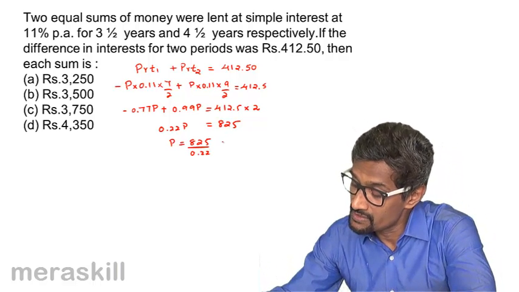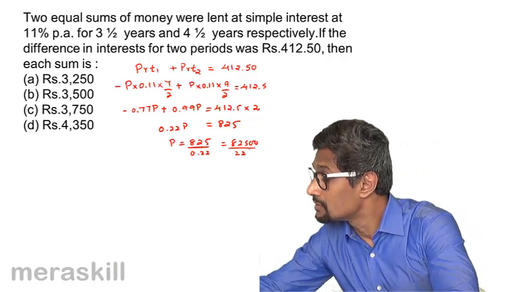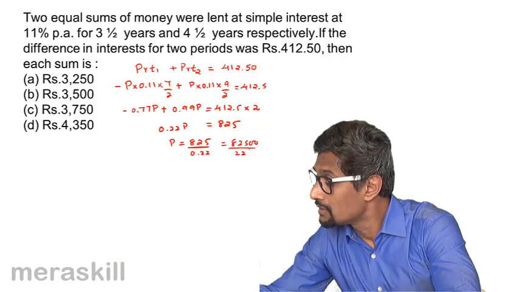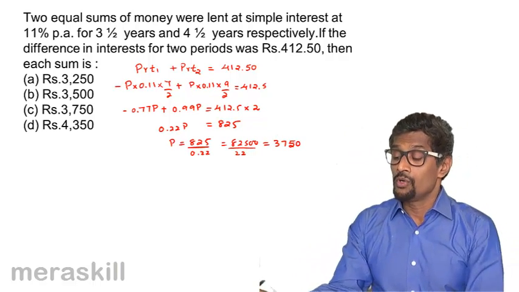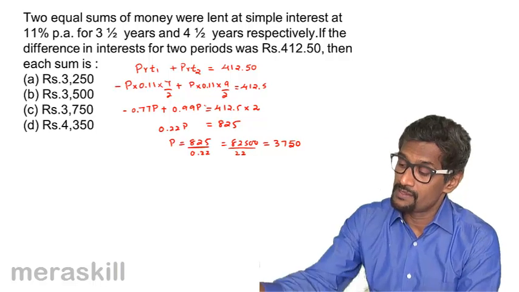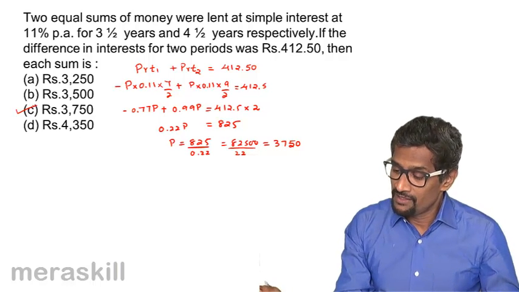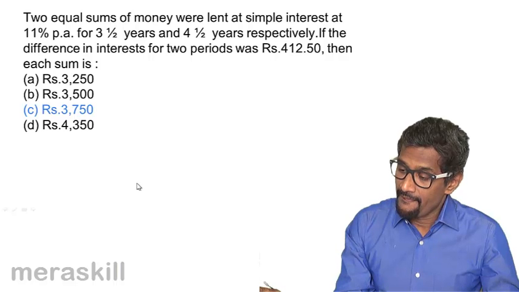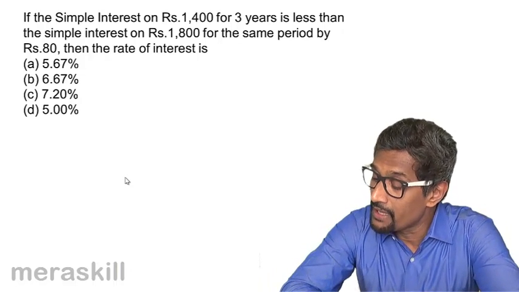Now let's see, that is the same as 82,500 by 22, which turns out to be 3,750. So the sum that has been given, although the interest rate is the same, the periods are different, and the difference has been given. So we have the principal amount being 3,750. Okay. So that's 3,750.